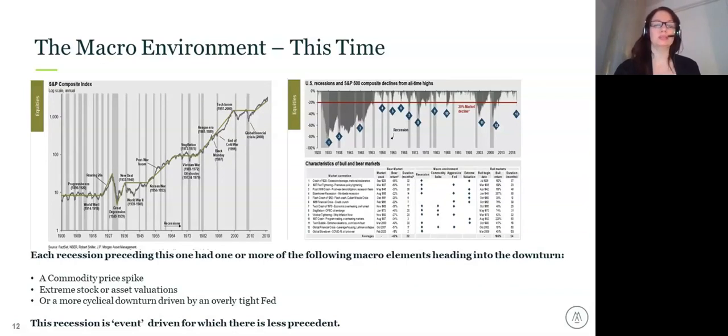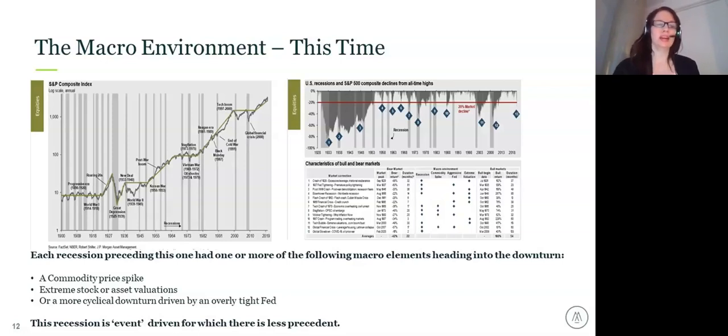Coming into this crisis, we really didn't have any of these. Commodity prices had been relatively tame. The Federal Reserve had been quite accommodative, and valuations, though slightly elevated at the beginning of the year based on historical averages, really couldn't have been considered extreme. So this time, instead of a recession that's driven by, say, cyclical factors or asset bubbles, which are more typical, we're having this event-driven recession for which there's a lot less precedent.